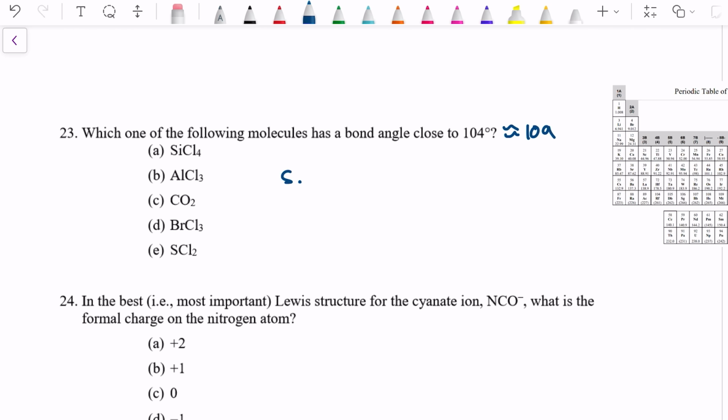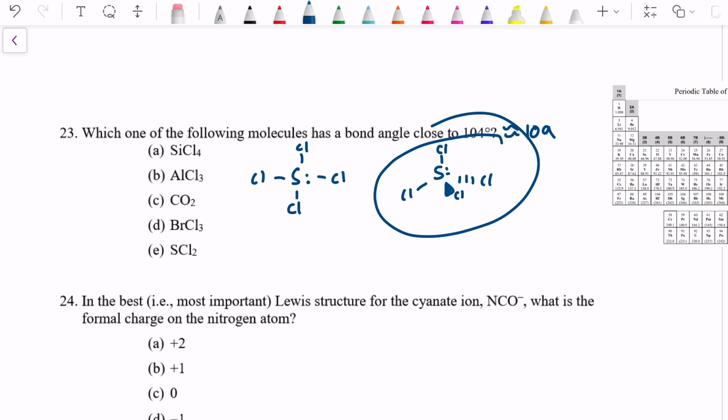Silicon tetrachloride looks something like this. If I drew a more accurate geometry, it would look like that. In case you don't know bond dashes and wedges, in structures, a wedge means it's coming out of the page, and a dash means it's going into the page. It's just a way of showing it.